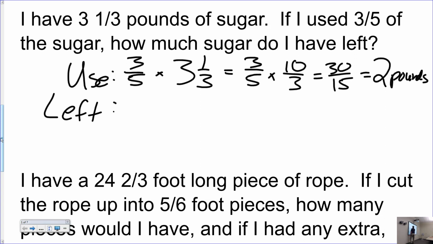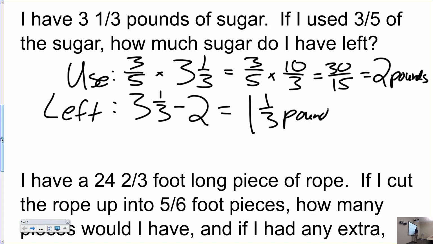So now, how much is left after you use 2 pounds? 3 1/3 minus 2 is 1 1/3 pounds left. And you could have done the complementary fraction. If you'd just done 3 1/3 times 2/5, you'd have gotten to 1 1/3 in one step.